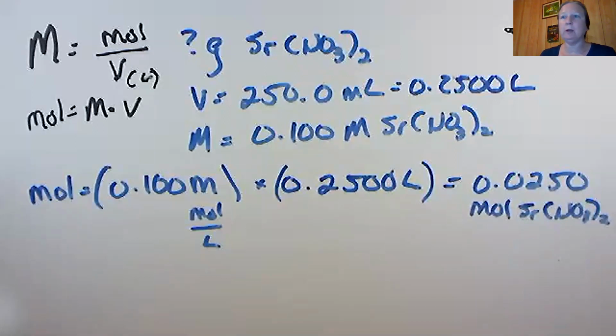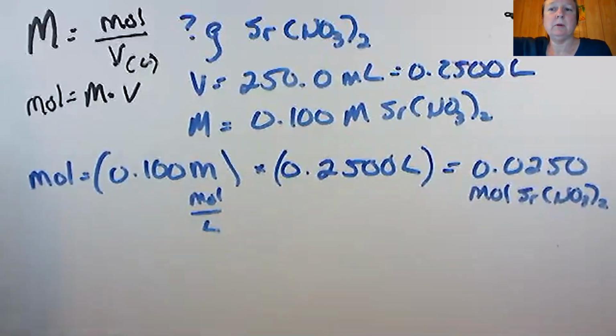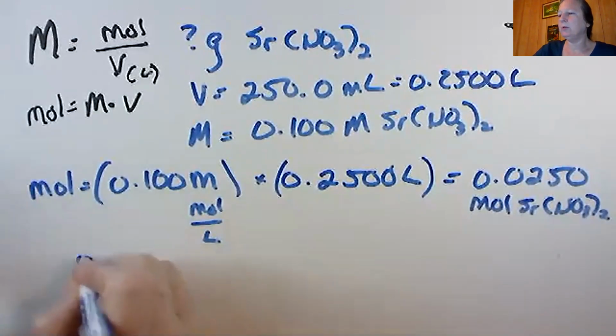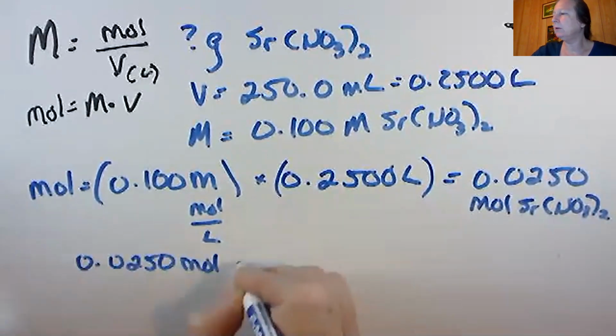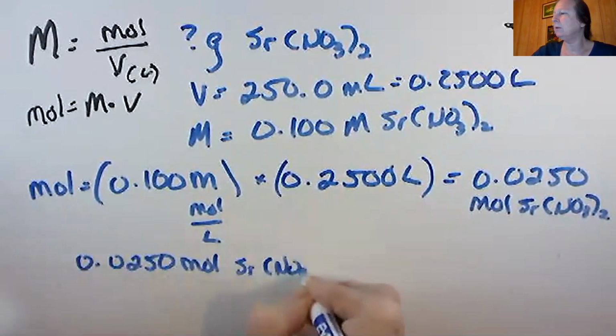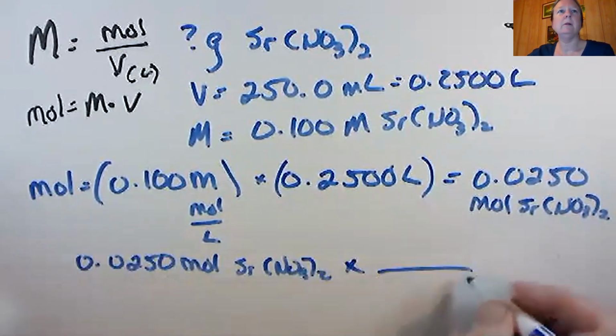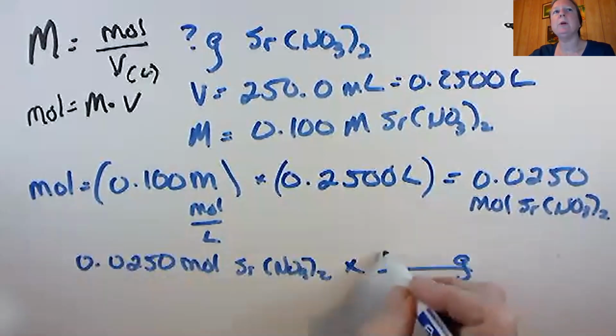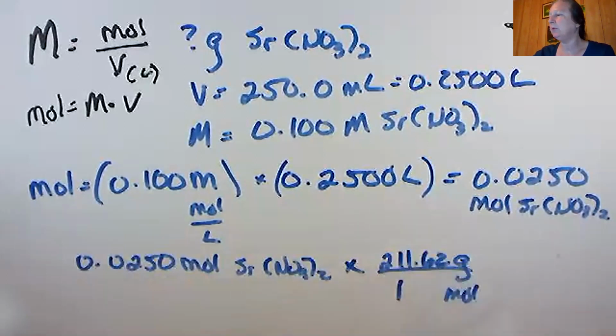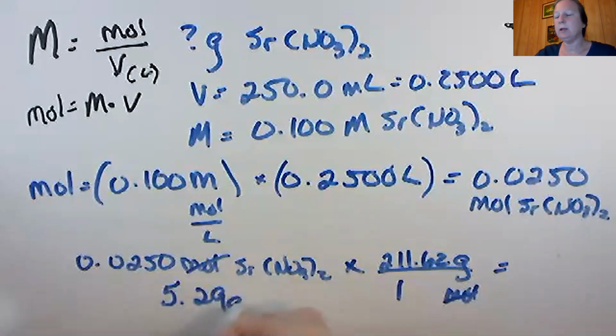But we need grams. And you know how to do this. So we just simply use molar mass. Mole down here, grams up here. For every 1 mole, there are 211.62 grams. And that will equal, again, 3 sig figs, so it's 5.29 grams of strontium nitrate.